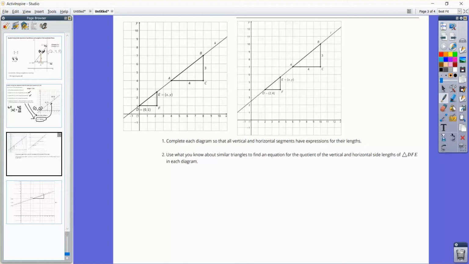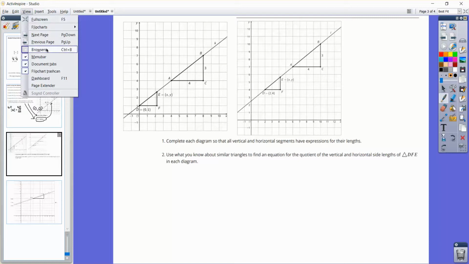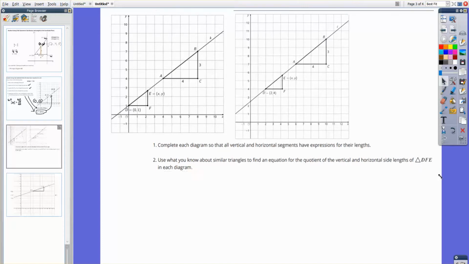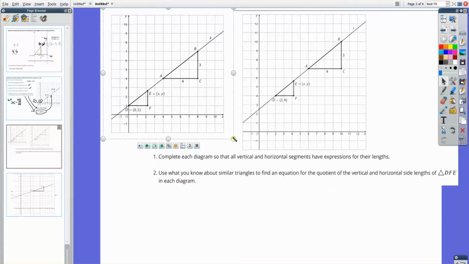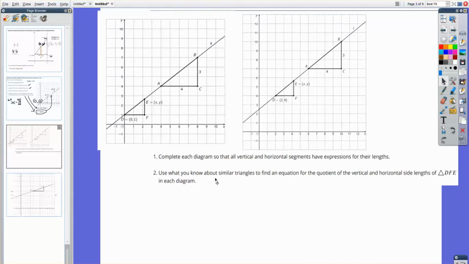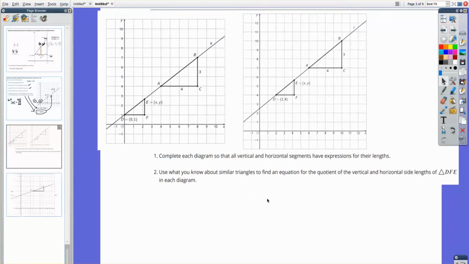Now let me see if I can zoom this in just a little bit here. Let's see if we can full screen that. I'm trying to make it a little bit bigger. I can expand this diagram, and this one too. Okay, let's try to overlap those. Now, we're going to complete each diagram so the vertical and horizontal segments have expressions for their lengths. This is a part that hopefully we'll understand and follow here.